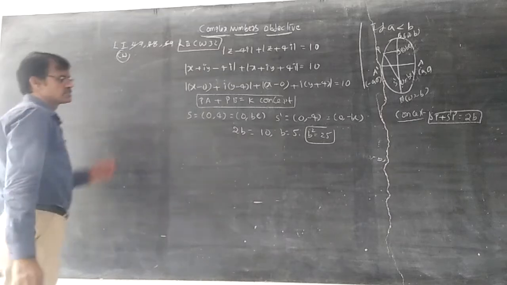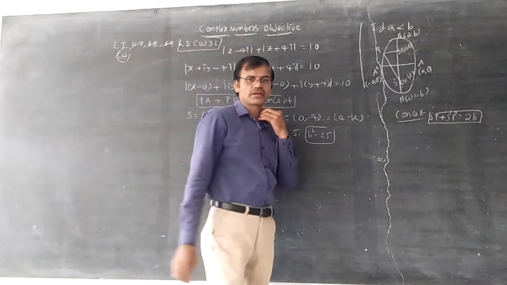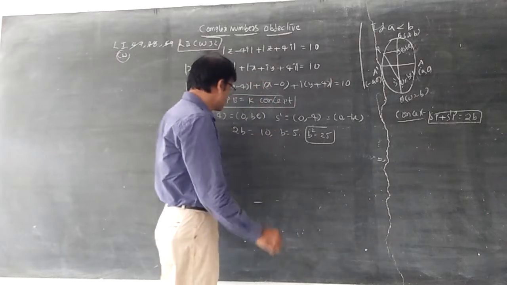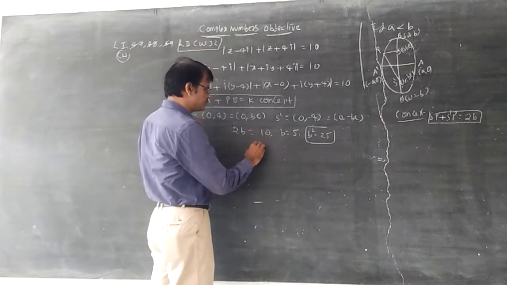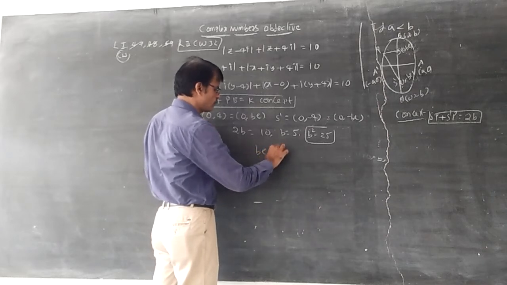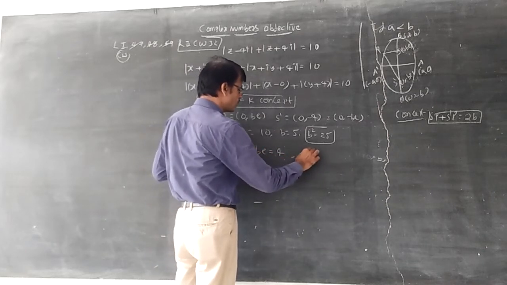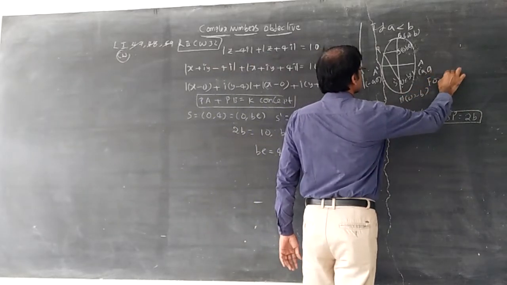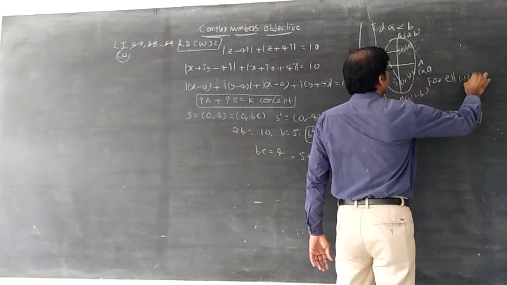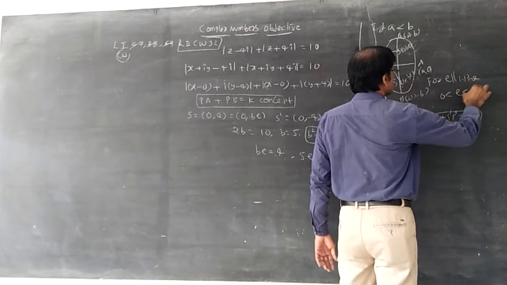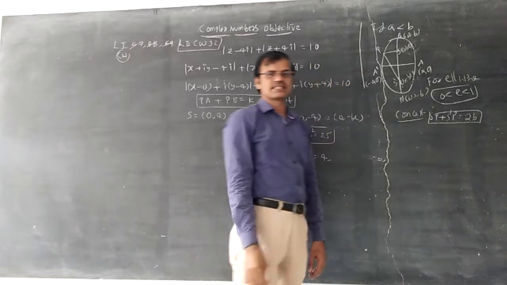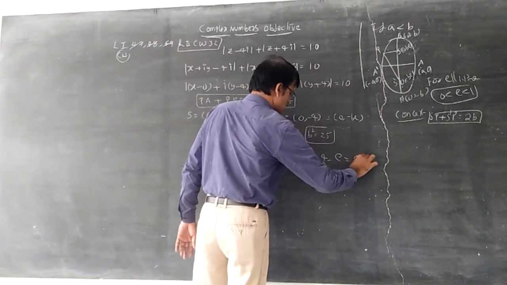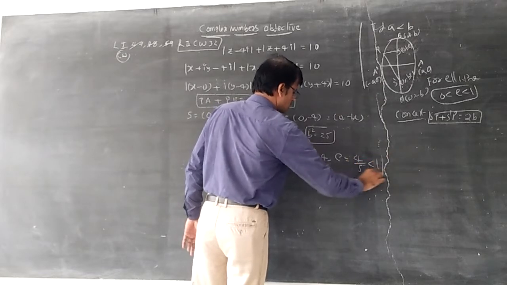Here e means eccentricity; you will be learning the whole theory of e later, friends. Now be is equal to 4, so 5e is equal to 4. For an ellipse, the eccentricity should be less than 1: 0 less than e less than 1. Now e is equal to 4 by 5, which of course is less than 1.